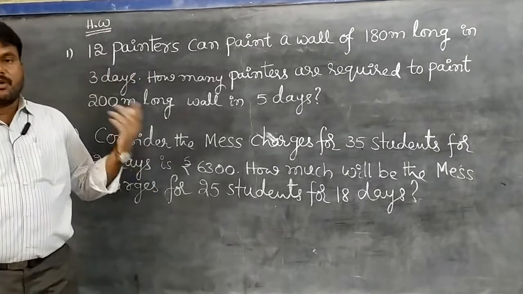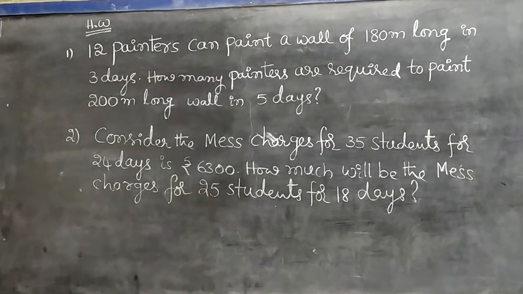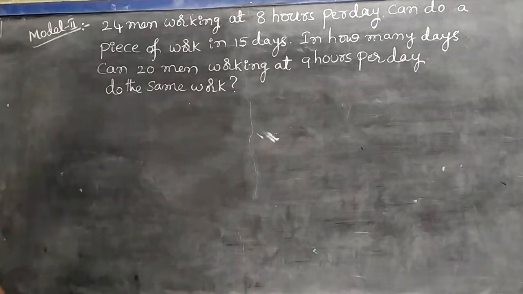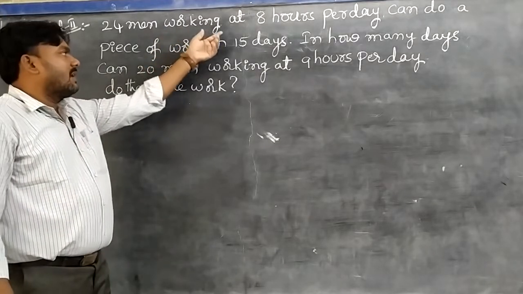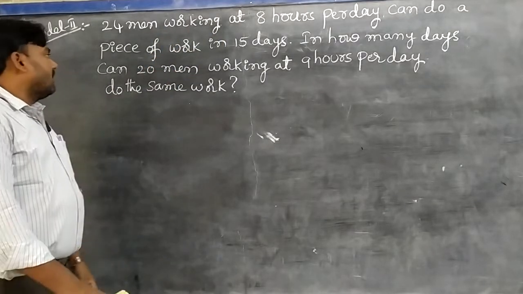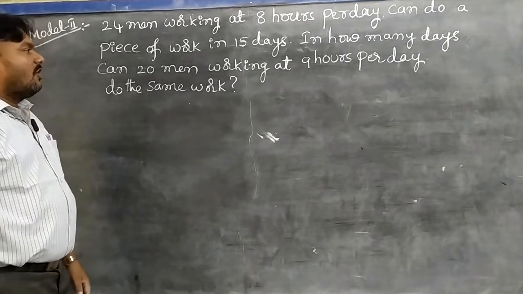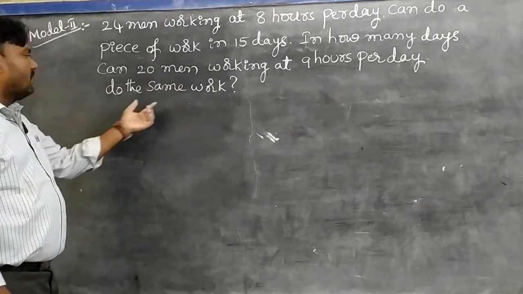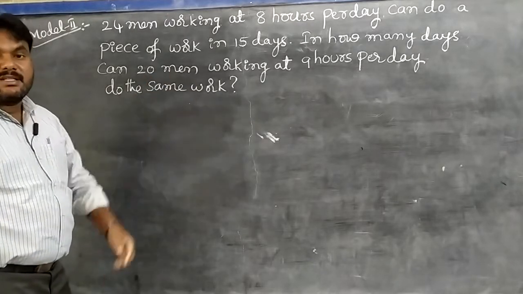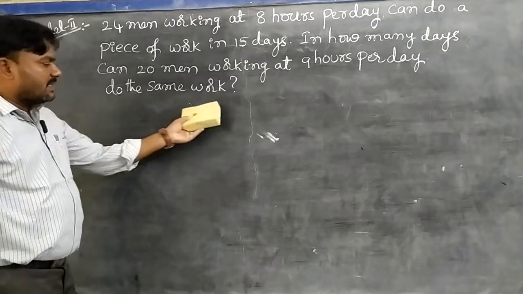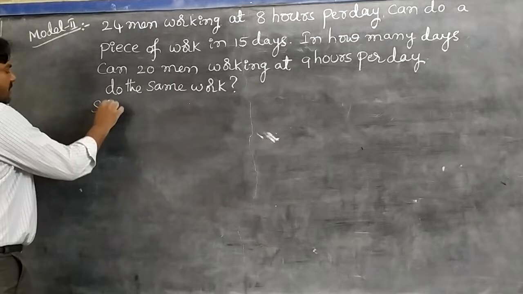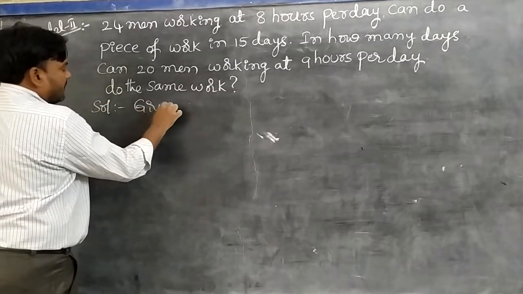Okay, let's go to model 2 problem, students. Observe the second model problem. 24 men working at 8 hours per day can do a piece of work in 15 days. In how many days can 20 men working at 9 hours per day do the same work? Here hours means time is given. So first we discuss the formula, then after that the academic method. Observe the solution given. So use the formula.